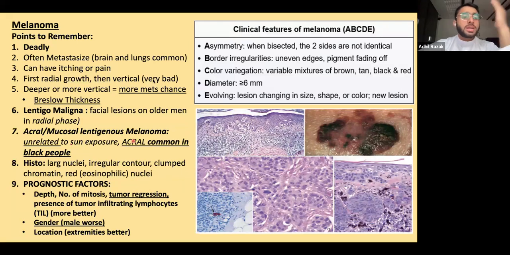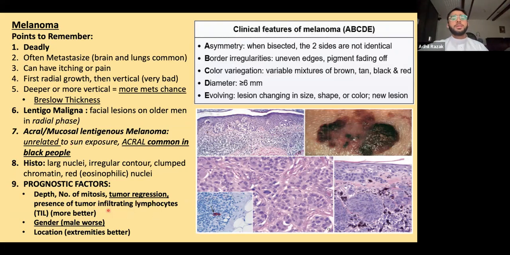The prognosis, once again, as you must already know, the depth makes a huge difference. The more mitosis there is, worse. More depth, worse. Tumor regression, I'll discuss what that is in a second. Tumor regression is where the color starts disappearing. It becomes white in a certain area of the tumor. This is a bad sign. It might sound like a good thing, but it is a bad sign where a little area becomes whiter.